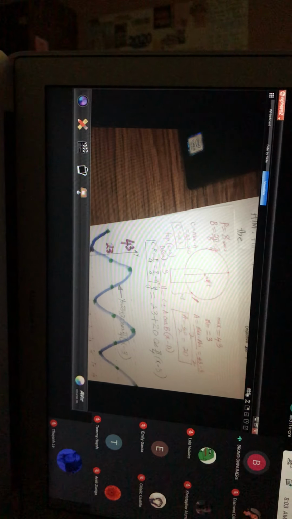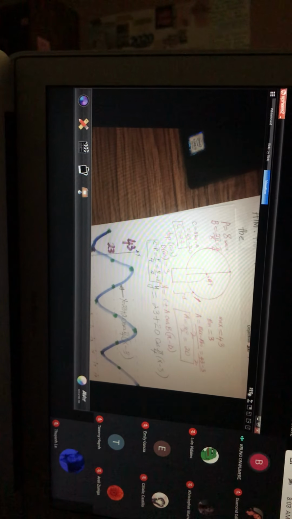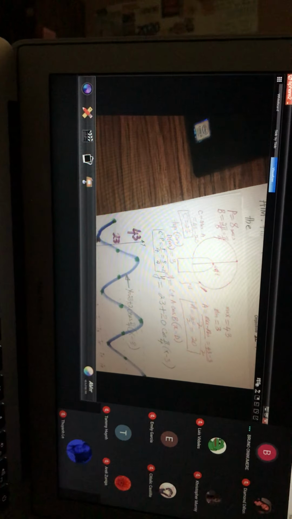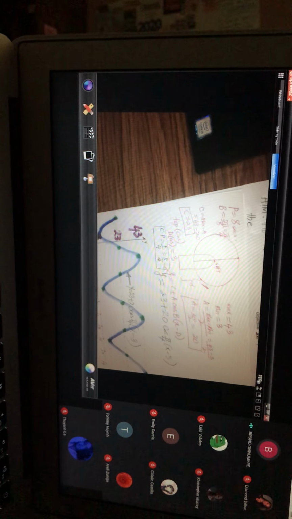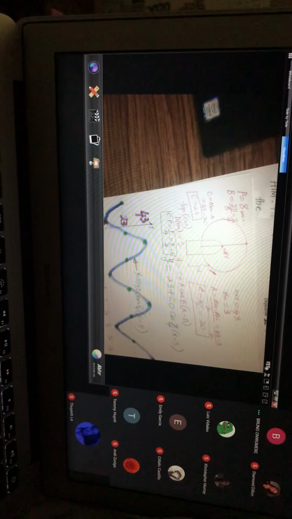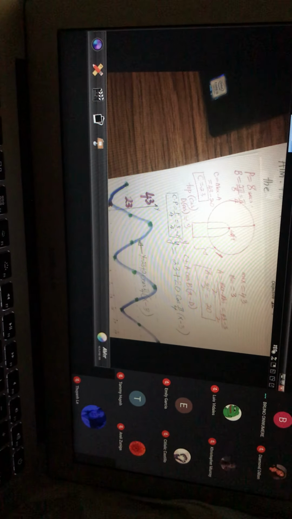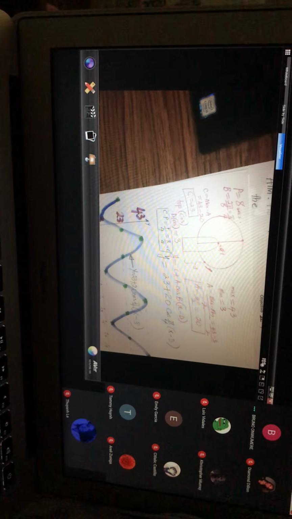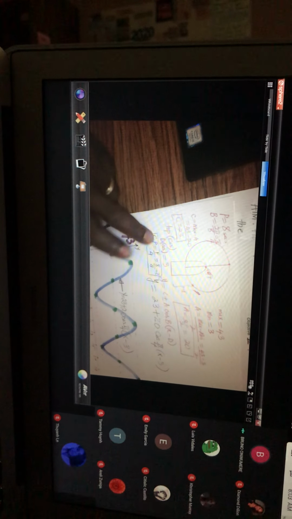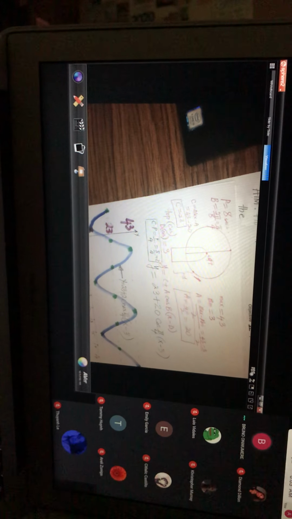Now, they gave us that the period is 8 seconds. Can we find the value of B? How many cycles in 2 pi? Yes, we can, because the formula says B is equal to 2 pi divided by P. 2 pi divided by 8 will give us pi over 4. We have the pi over 4. We can also use the period to get the CP, because CP is period divided by 4. 8 divided by 4 gives us 2.